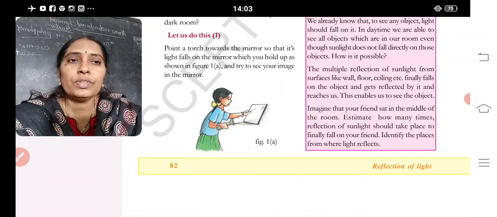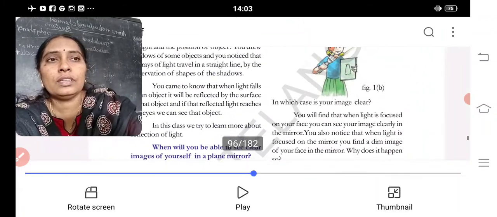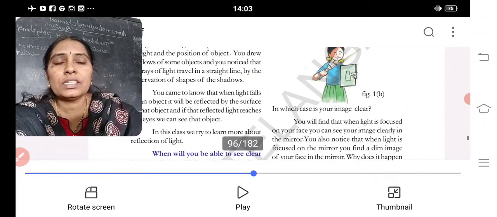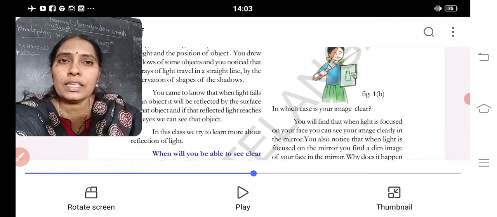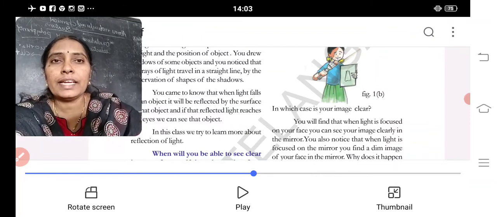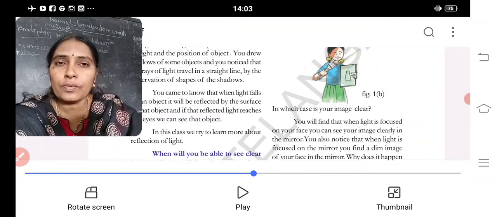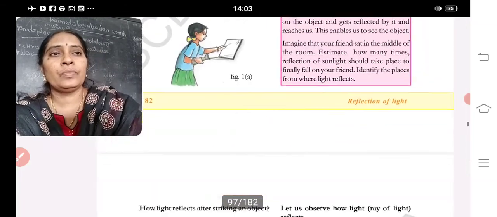If you see figure 1a, it shows a girl focusing a light on the mirror, and in the second situation, 1b, she is focusing a light on her face. In which case will you get the image clearly? The light should fall on the object and reflect, and only then will we get a clear image.